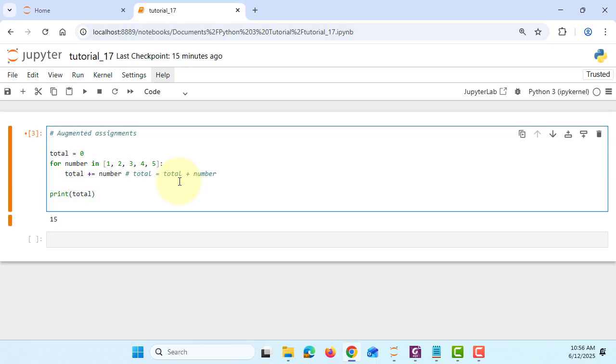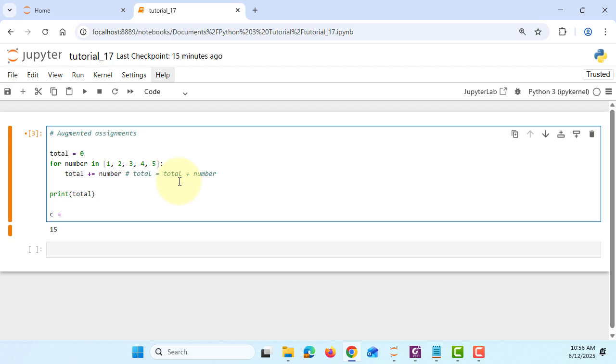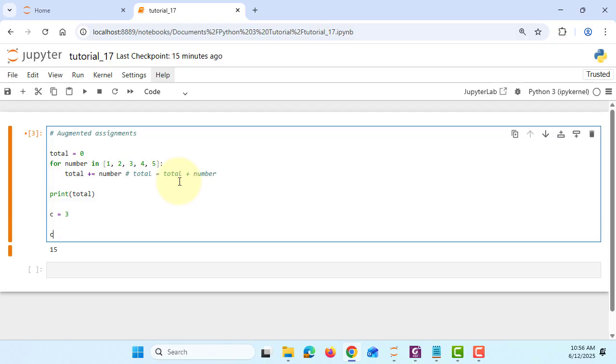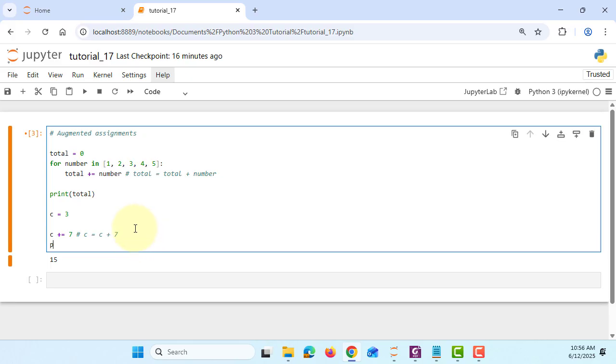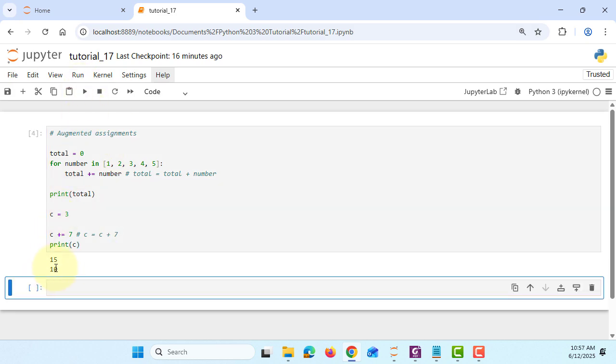There are other augmented operators. So let me give you an example. Let's say C is 3. So if we have C is 3, and then C plus equal to 7, what will happen? If you are not familiar with it, you can rewrite it: C plus 7. So 3 plus 7 is 10. So C becomes 10.